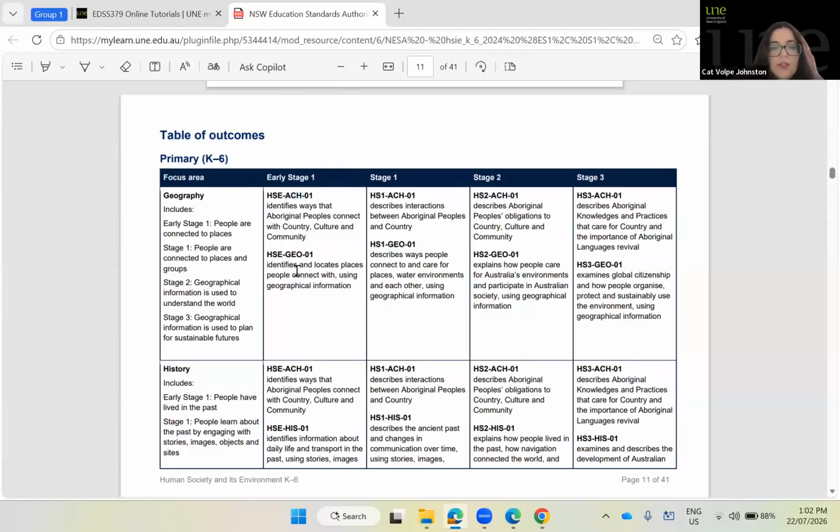Now, looking at the next one, there's an additional outcome. So the content in geography isn't just about Aboriginal peoples' histories and cultures.